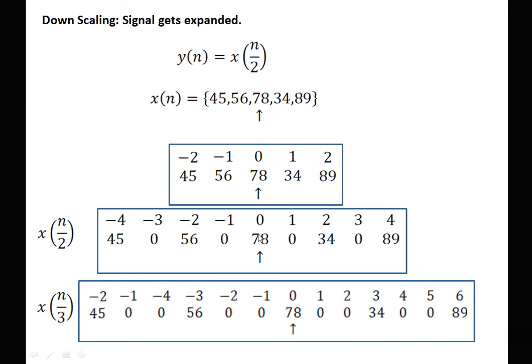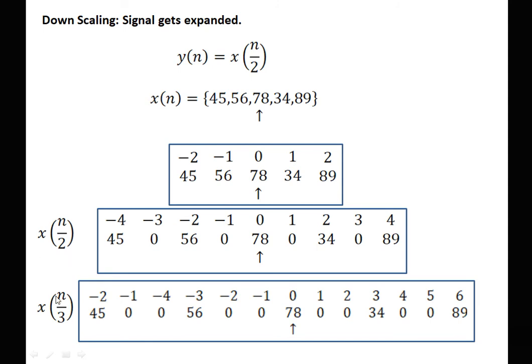So 0th location will be as it is. After that, as it is n by 2, we require to fill the next location with the 0 and the next location with the original signal. So the signal gets the 0 entries, that is, the signal gets expanded. For example, if this signal occupies from -2 to 2, after n by 2 the signal becomes -4 to 4. But in between the values are filled with the 0 because samples are not present.